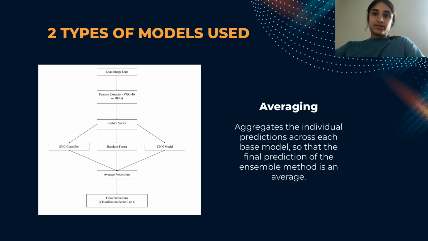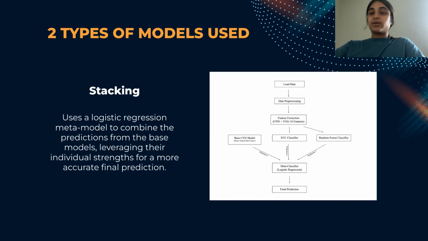In the averaging ensemble, each base model makes a prediction by outputting a probability between 0 and 1 for each image, which gets averaged across all 3 models. If the final value is greater than 0.5, the ensemble classifies the image as class 1. If it's 0.5 or below, it classifies it as class 0. This way, even if one model makes an incorrect prediction, the other 2 can offset it, leading to a more reliable final decision. In contrast, stacking is a more complex method.